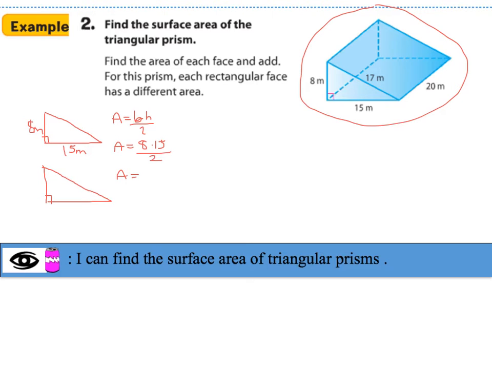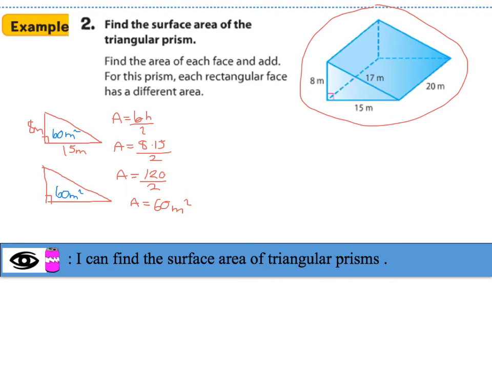So let's go ahead and do the math. 8 times 15 is equal to 120. So let's divide 120 by 2. So the area of one triangle is equal to 60 meters squared. So if the top is 60 meters squared, then the bottom also has to be 60 meters squared.